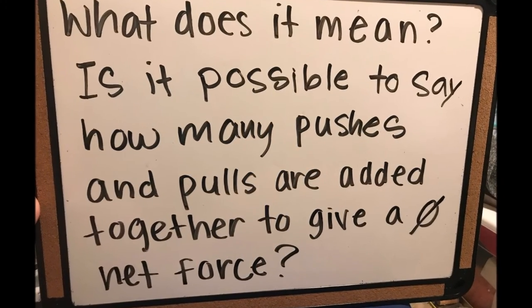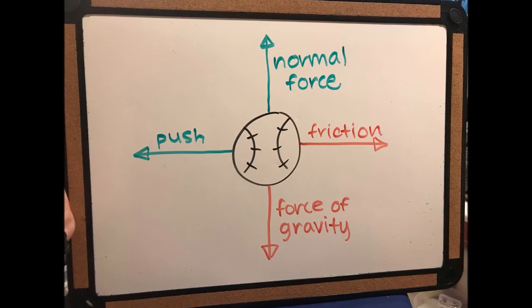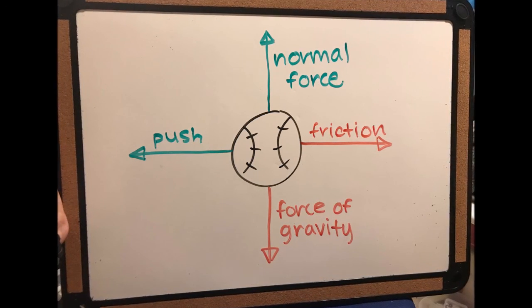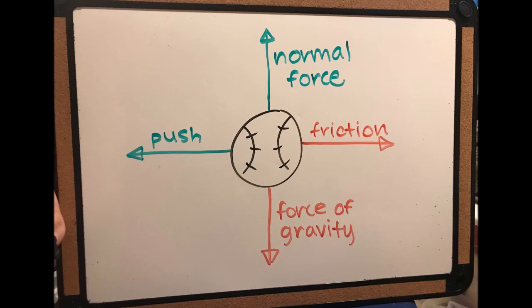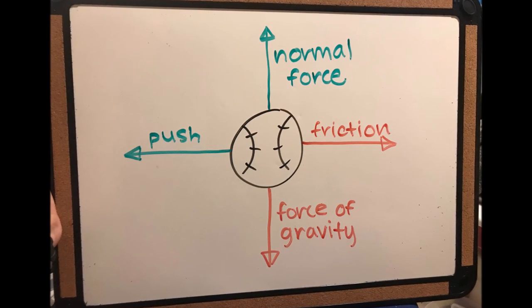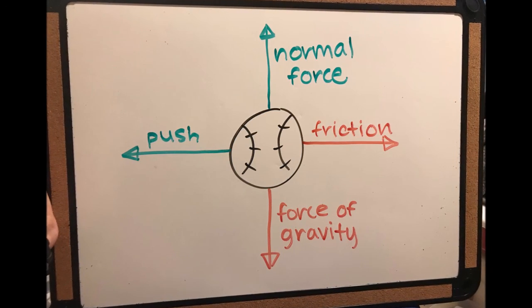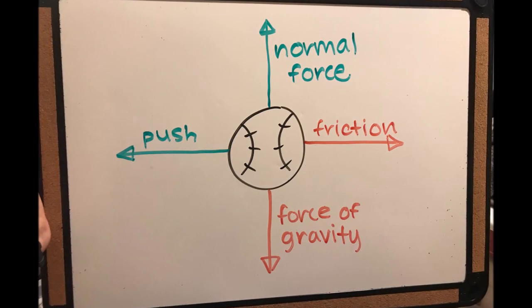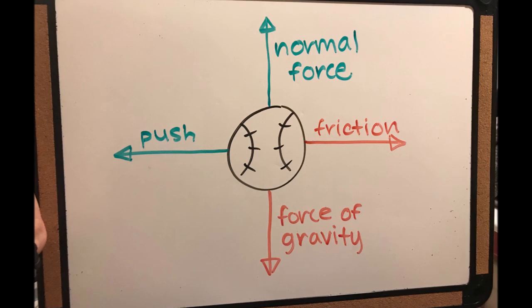Next, is it possible to say how many pushes and pulls are added together to give a zero net force? I have drawn a free body diagram to the best of my ability of the softball, and to my knowledge there are at least 4 forces acting on the ball so that the net force equals 0. I think these are the normal force, the force of gravity, the friction force, and the pushing force of me pushing it across the floor.